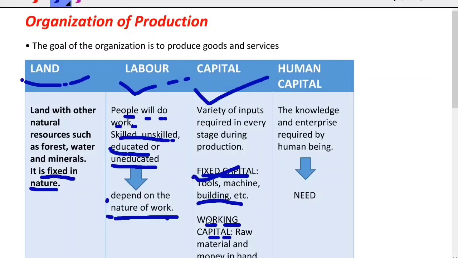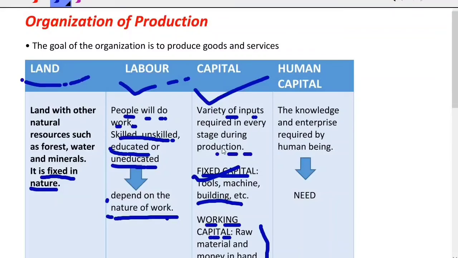The next one is working capital. Working capital means the capital which is required for day-to-day activities, like purchasing raw material, having money in hand to pay rent of the factory or the electricity bill, and to give wages to the workers. For all these types of expenses, there is a requirement of working capital. Variety of inputs are required in every stage during production. ये प्रोडक्शन करते टाइम पे हर स्टेज पे किसी न किसी चीज की जरूरत होती है.